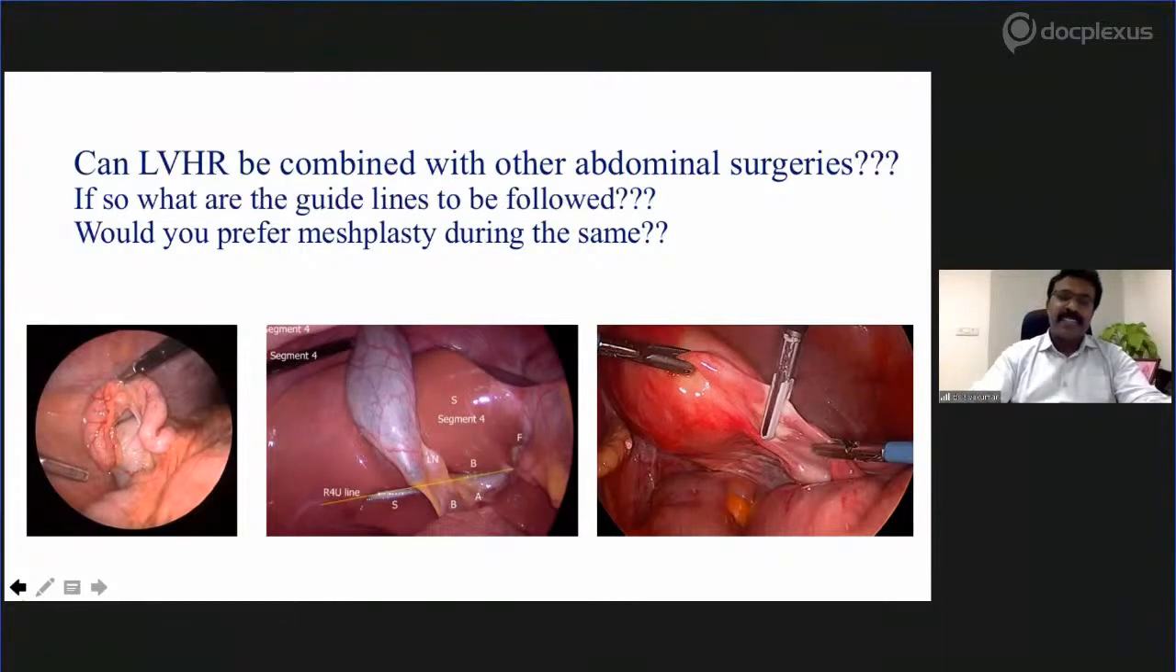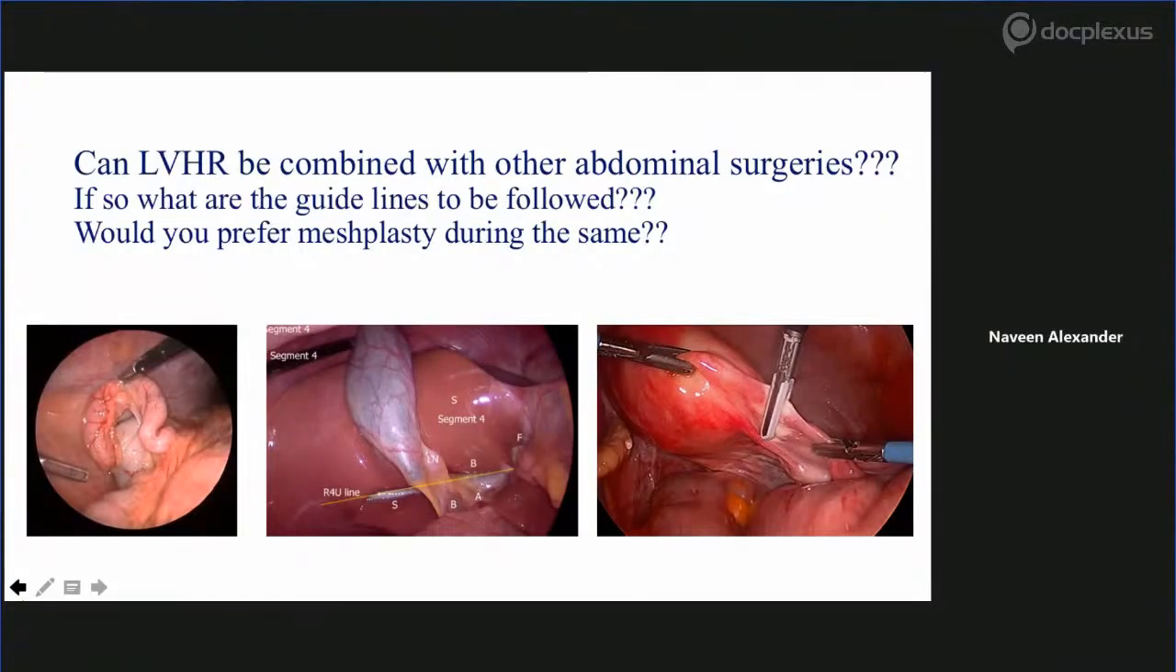Any other comments? Yes, sir. I personally feel this scenario is pretty much the same as the previous scenario, because it also depends on the size of the defect, as Dr. Avinash already mentioned. If it is a small one and you're going through the umbilicus, then it's perfectly fine to repair it.